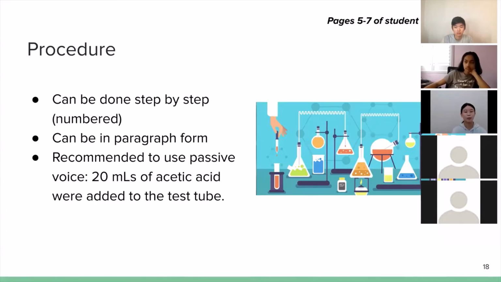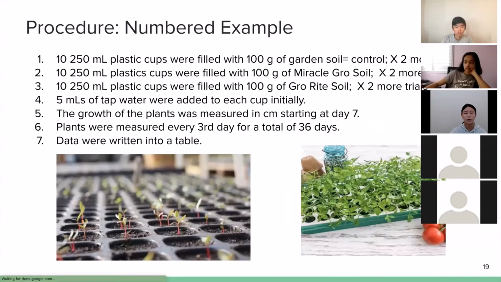An example would be 20 milliliters of acetic acid were added to the test tube, but using the active voice in science is also becoming more popular and accepted. For example, you could just write, I added 20 mLs of acetic acid to the test tube. That's still acceptable, but we still recommend using passive voice.